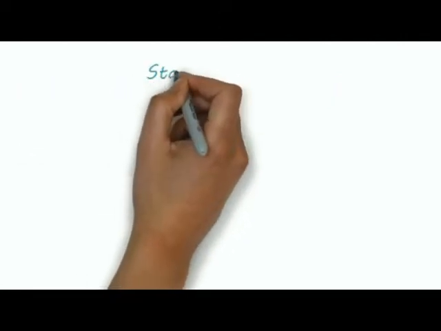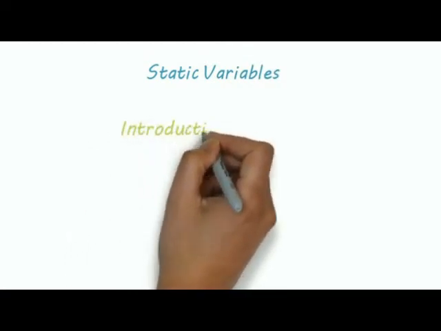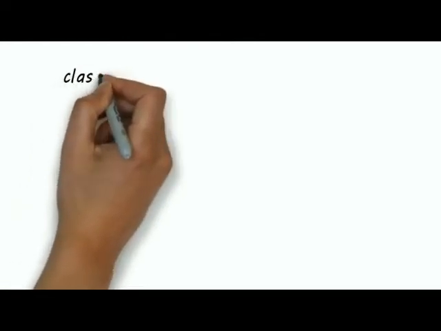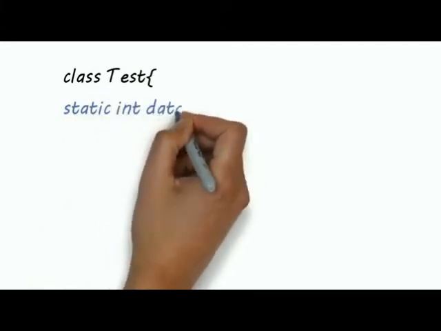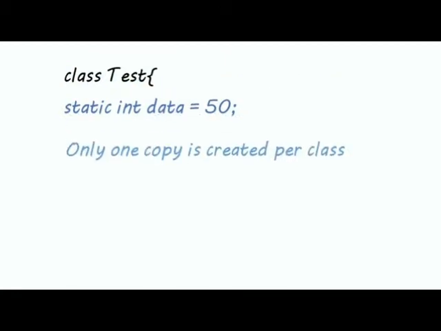Now what are static variables? I will explain static variables in static keyword video. Here I am just giving you an introduction to static variables. These are declared within the class and we need to use static keyword. For example, static int data. Only one copy is created per class.